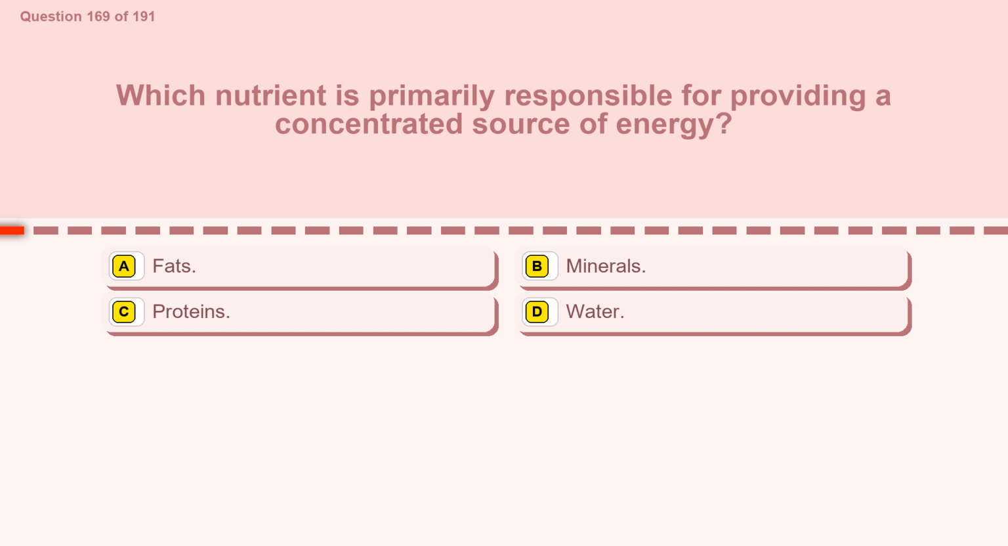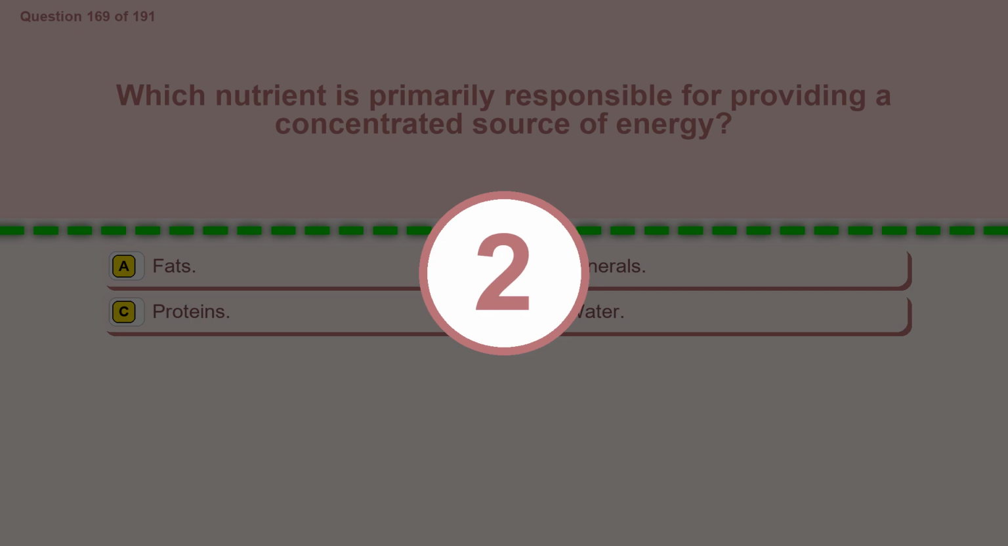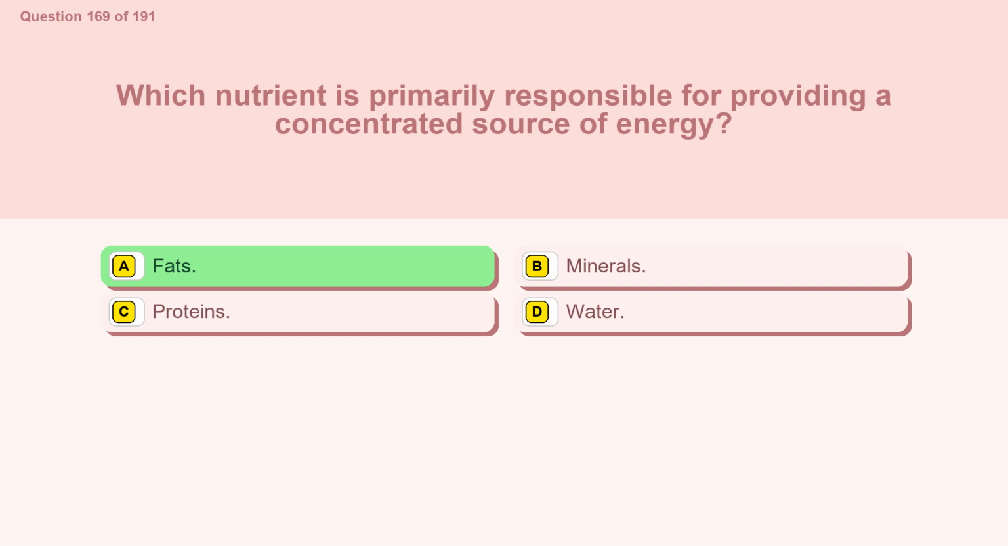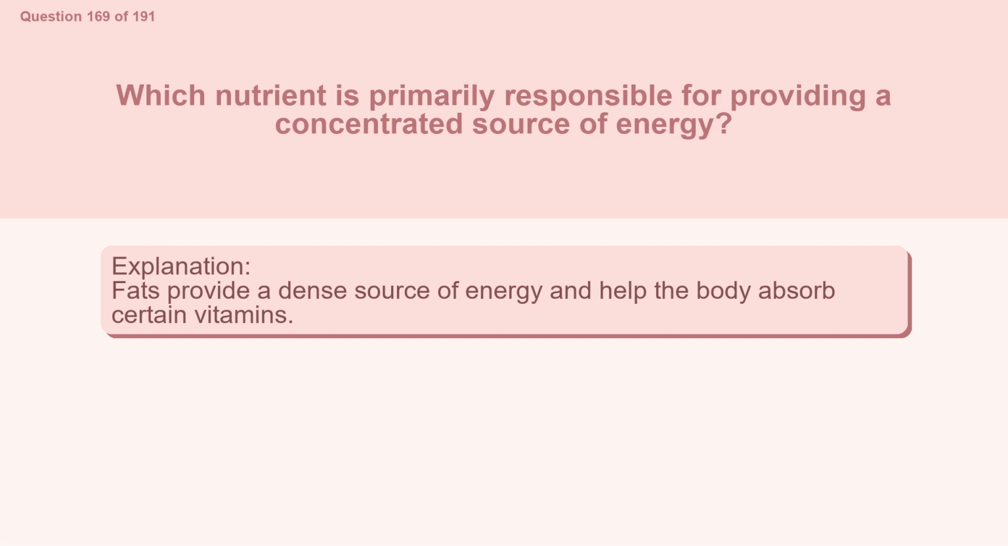Question 169. Which nutrient is primarily responsible for providing a concentrated source of energy? Option A, fats. Option B, minerals. Option C, proteins. Option D, water. The correct answer is option A, fats. Fats provide a dense source of energy and help the body absorb certain vitamins.